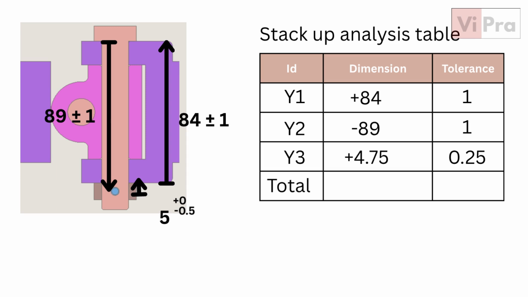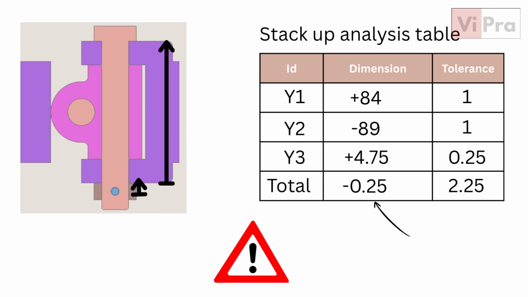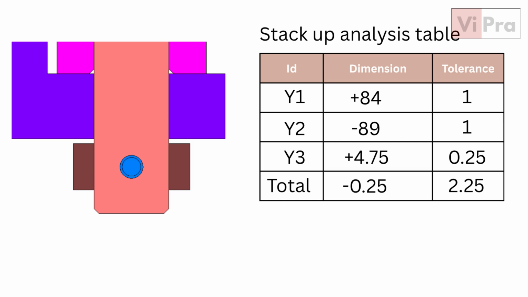Now, do the total of dimensions and the total of tolerances. Caution, this is not the gap value, this is the mean of the gap value. Let's check what it means. When we are measuring the gap between collar and yoke, we are actually checking how much the collar face moves upside or downside with respect to the yoke face.